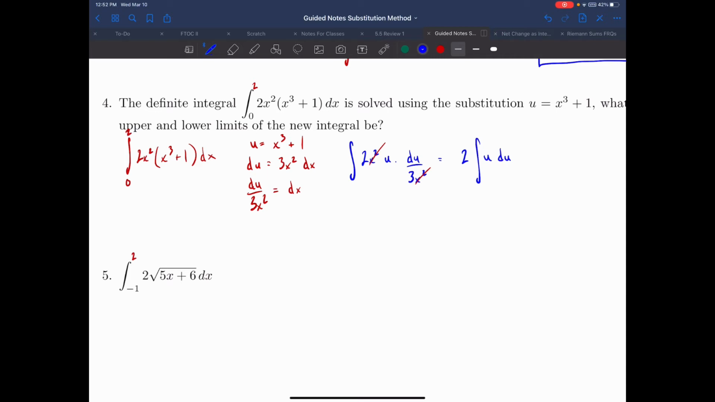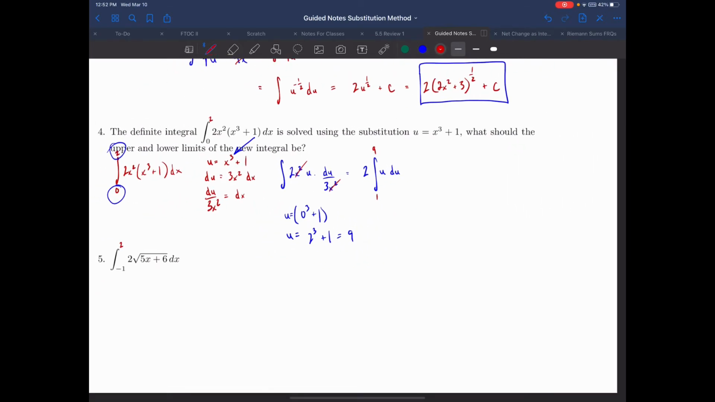So now I can integrate this. And what I'm going to say here is about these limits: if I want to keep this in u and not use x again, I can just take these limits of 0 and 2, plug them in for x cubed plus 1, and get new limits. If I plug in a 0 for my lower limit, it would be 0 cubed plus 1, so my lower limit would just be 1. If I plug in my 2, that would be 2 cubed plus 1, which is 9. So the upper limit is 9.